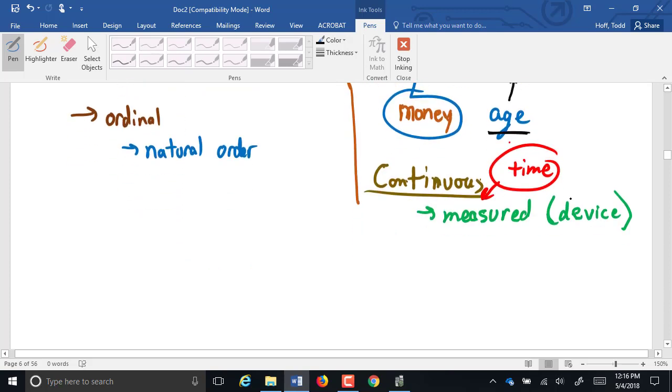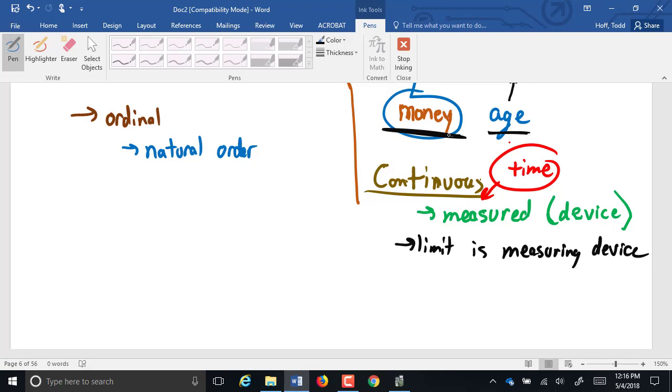But again, you have to be careful as to how it's defined. Continuous being measured doesn't mean that we can't count them, but the limit is in the measuring device. For money, yeah, you can have a millionth of a penny, but the limit of going to a penny, the hundredth of a dollar, is a convention. That's just the standard way to deal with money. It's not limited by the measuring device. It's limited by another outside standard.